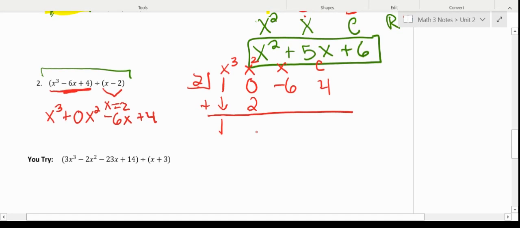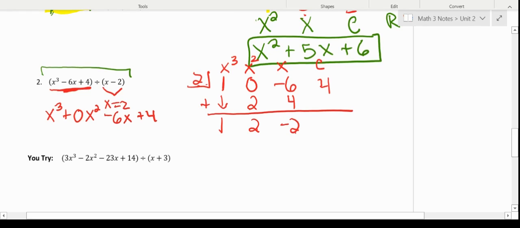I'm going to add and get a 2. 2 times 2 is 4. I get a negative 2. Negative 2 times 2 is negative 4. It's a 0. And everything's 1 degree less.